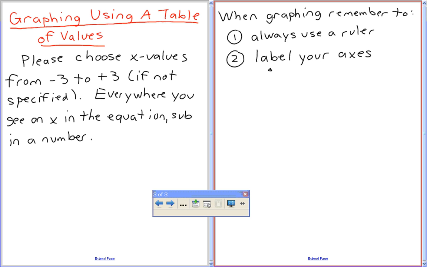The way it works, Y is up and down, X is left and right. We'll do more of those. Number 3 says put numbers on your graph.